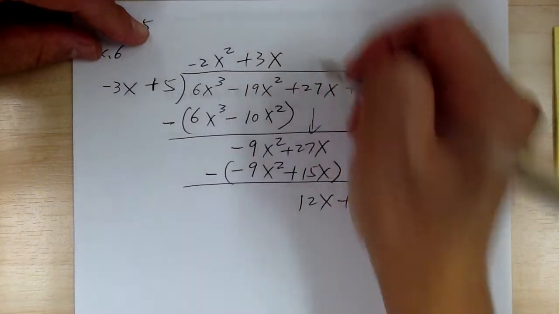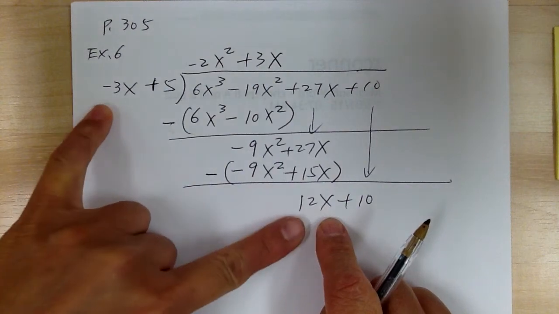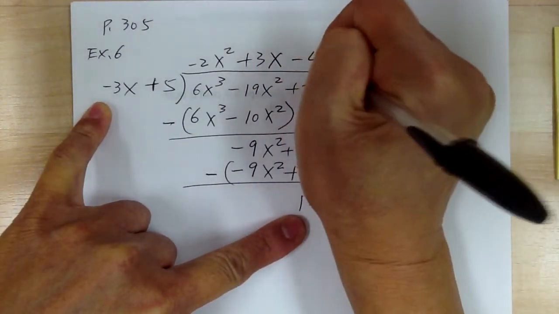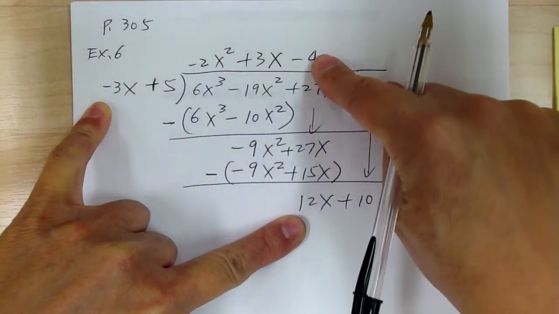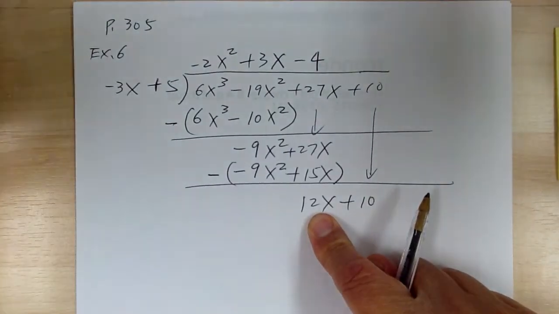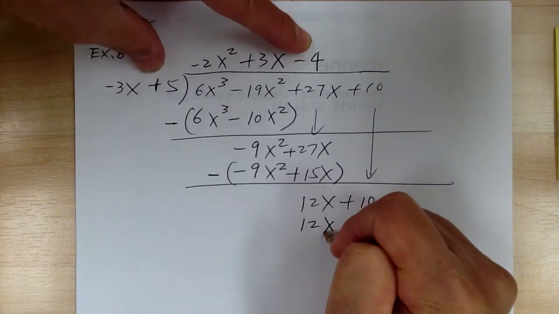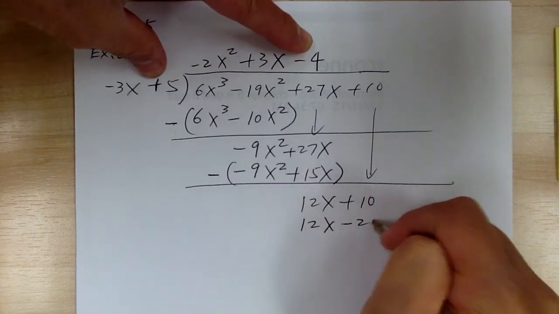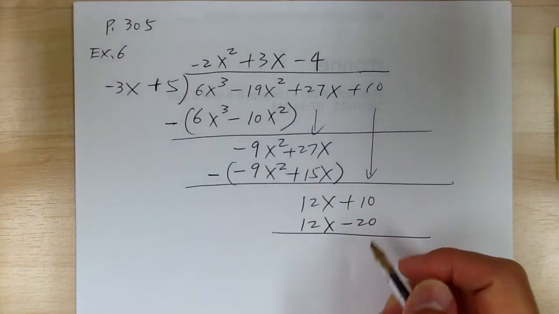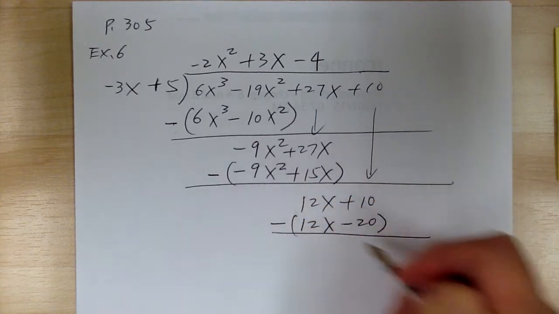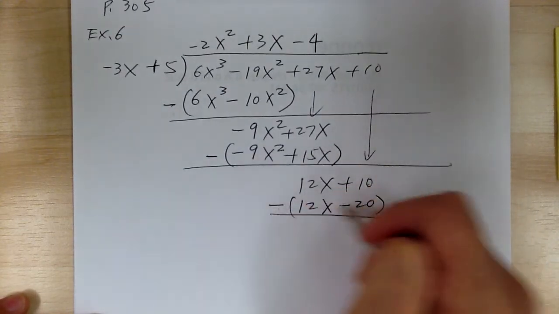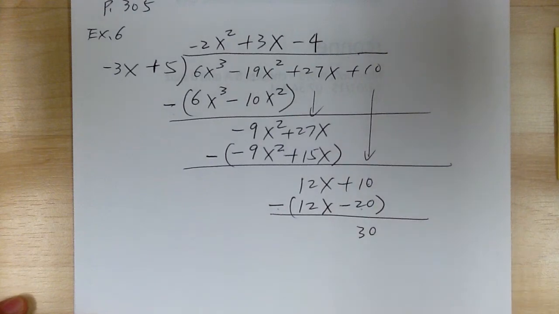Okay, so let's go to the next one. So if you look over here, you need to have minus 4, right? Negative 3 times negative 4 will give you 12, right? Okay, so let's go and multiply. So it gives you 12x, and this will become minus 20. Put parentheses around that, subtract. So 10 minus negative 20 will give you 30.